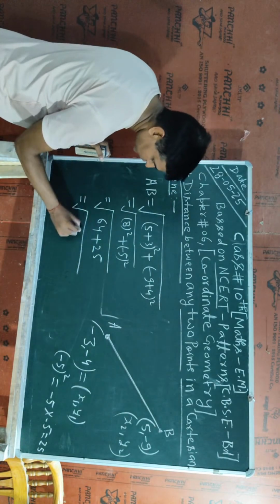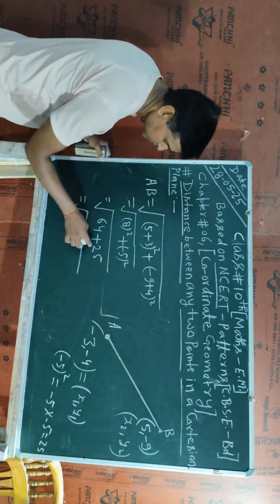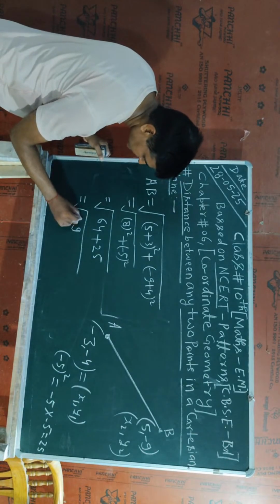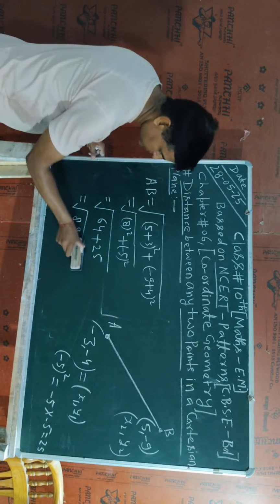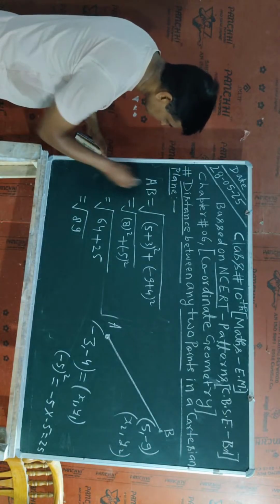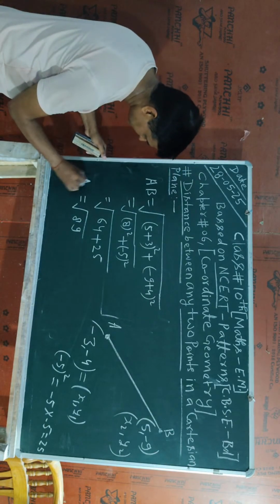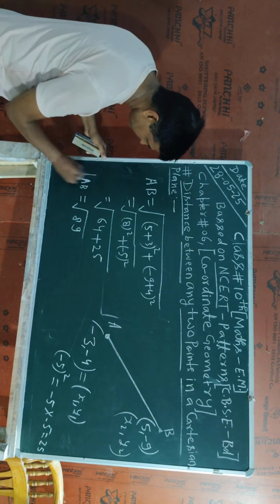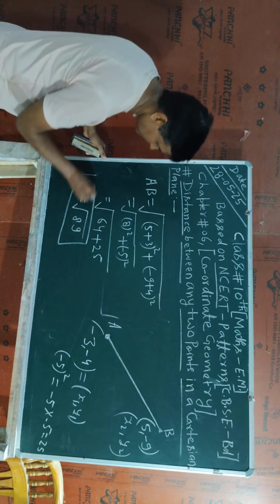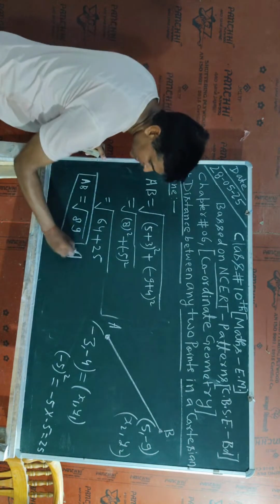For this one now I will take this summation. So 5 plus 4 will be 9 and 6 plus 2 will be 8. So this is the answer of the given question.